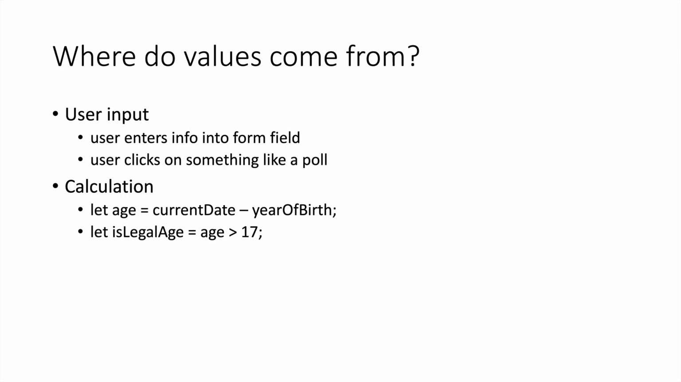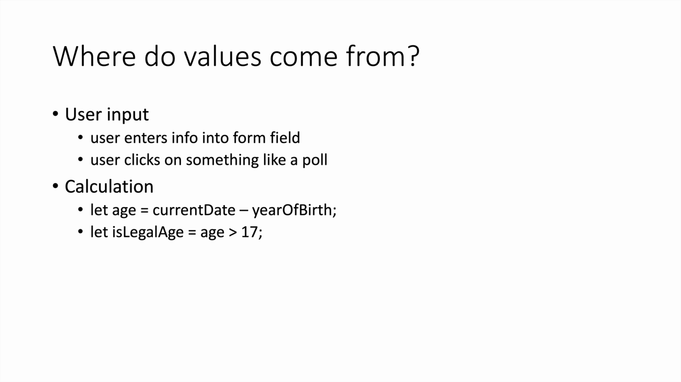So where do values come from? Well, primarily from two places. From user input, things like users entering information into form fields or clicking on a poll or any sort of user input we can typically trap and get information from. The other primary source is a calculation.